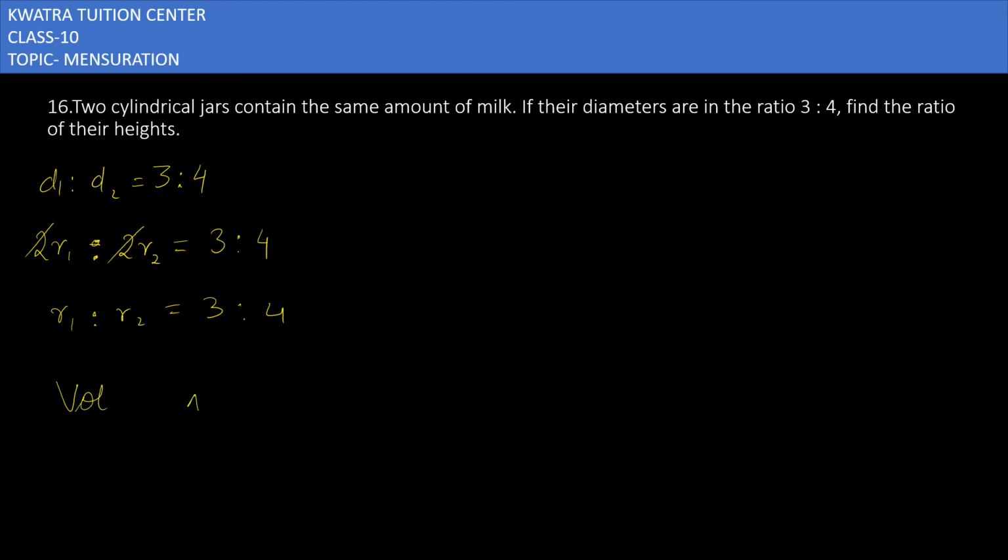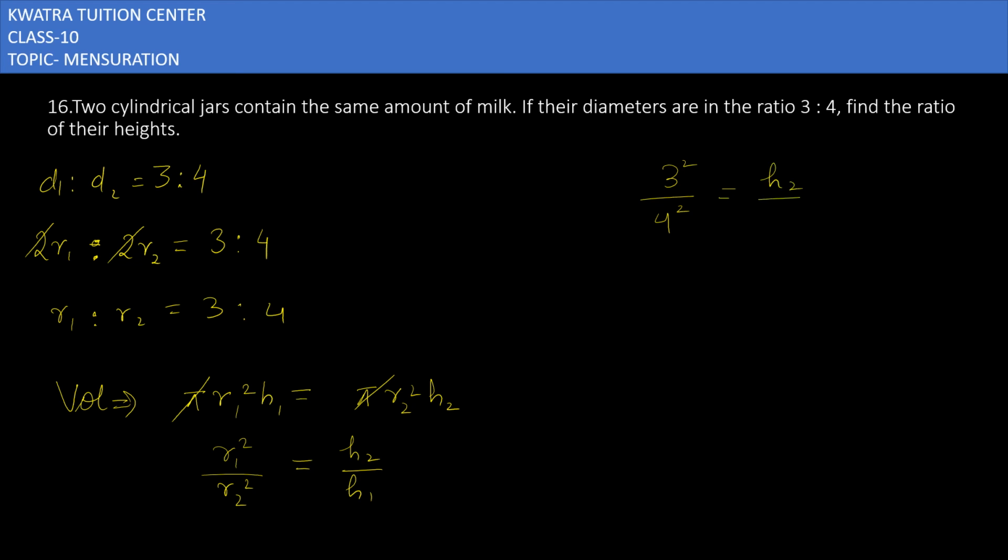So it will be pi r1 square h1 is equal to pi r2 square h2. Because the heights can obviously be different, but their amount was the same, that is why I took the volumes of both as equal. Pi and pi can be cancelled. Now take r1 square and r2 square to the left side, and h2 over h1 will be on the right side. r1 square will be 3 square, r2 square will be 4 square, is equal to h2 over h1. This will give you 9 over 16 as h2 over h1.